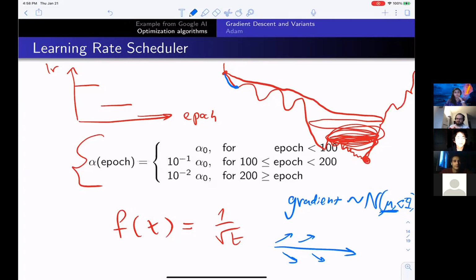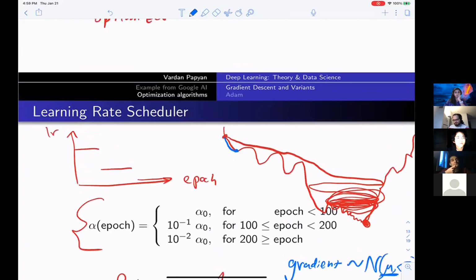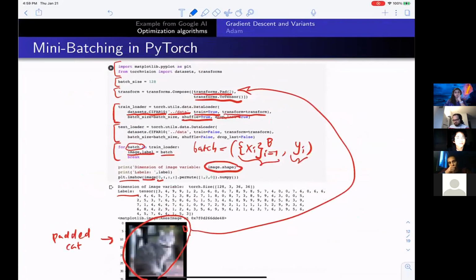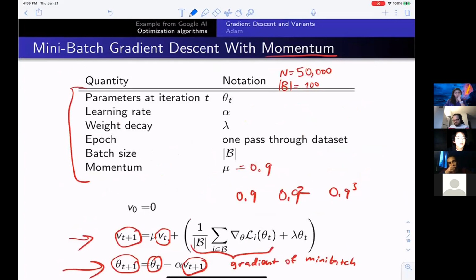So was it like the momentum basically keeps some memory of things from the past, so it decreases a lot of the noise, making it have less and less effect over time? Exactly, yeah. I see. Thank you.